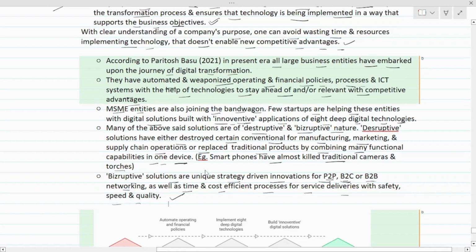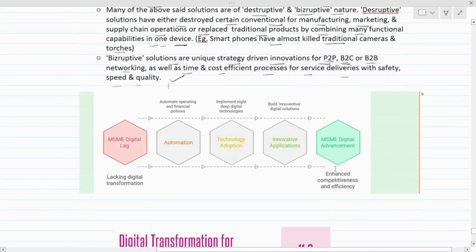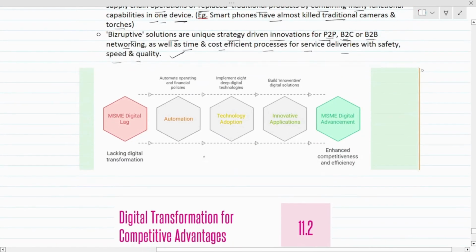Let's look at this diagram. Maybe that would help you to understand this entire process in a better way. So basically, let's take an example of MSME digital lag, right? So lag means what? They were lagging behind, or they were not exactly having the digital devices or digital kind of services with them, right?